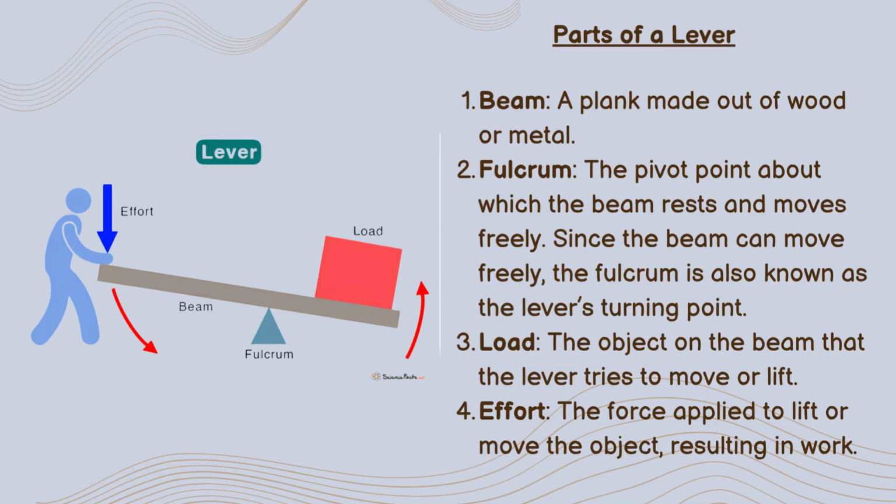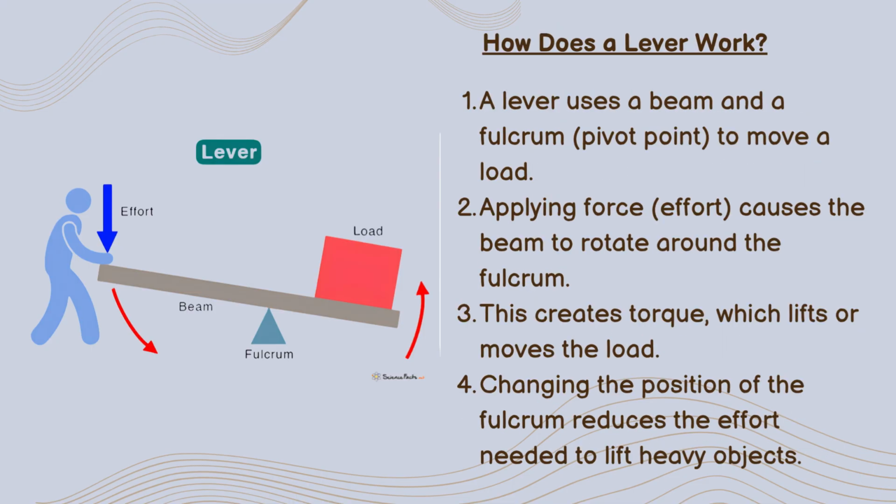And we have different parts of a lever. A lever system consists of four parts. We have the beam, a plank made out of wood or metal; the fulcrum, the pivot point about which the beam rests and moves freely. Since the beam can move freely, the fulcrum is also known as the lever's turning point. We also have the load, the object on the beam that the lever tries to move or lift, and the effort, the force applied to lift or move the object, resulting in work. So here are the parts of a lever.